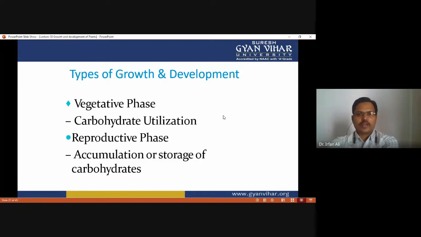So these are the two types of growth: the vegetative phase of growth and the reproductive phase of growth. As we have to discuss, at the vegetative phase of growth, there is a breakdown or catabolism, in which the carbohydrate or starch is broken down and utilized. And during the reproductive phase, there is anabolism, where accumulation or storage of carbohydrate takes place.